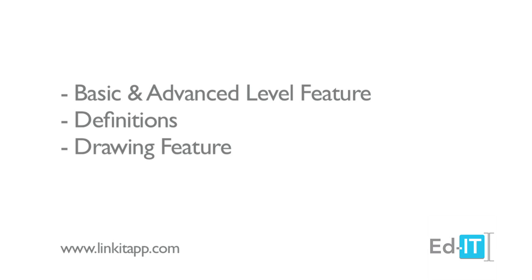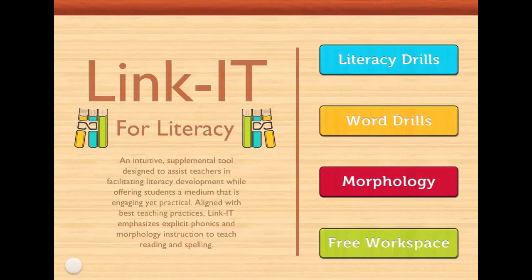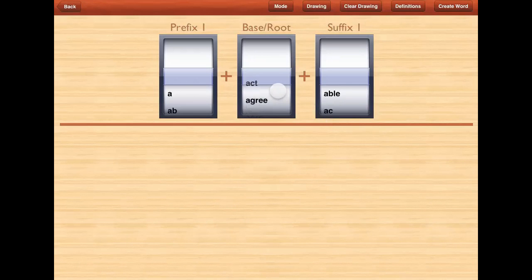There is a basic and advanced level feature, along with definitions to support the word parts, and a drawing feature for reinforcement of a particular pattern or concept. The workspace allows for a total of 9 words to be presented at any time. There are some words that can simply be formed by manipulating the picker wheel. Others will require effort in teaching, which is more common within the English language instruction.